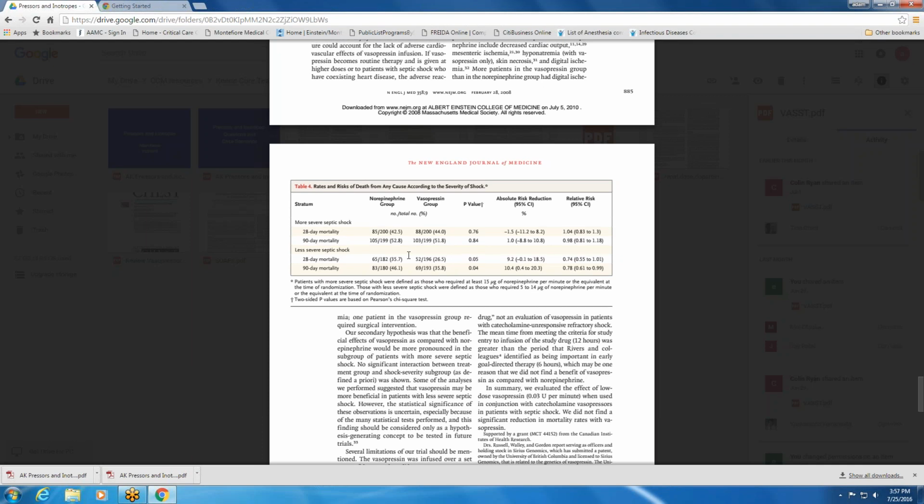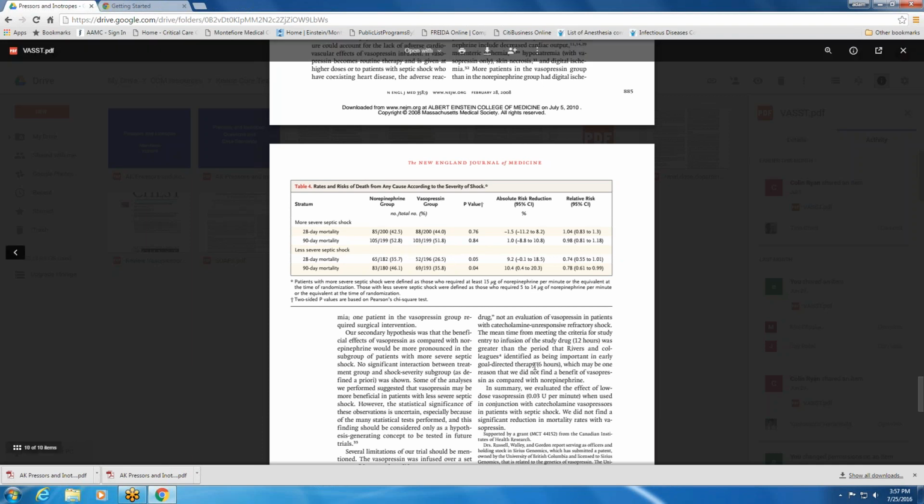Whether that's good or bad, I don't know. We use it also because of the positive chronotropic effects of norepinephrine. If somebody's very tachycardic, then maybe it's beneficial to add it for that reason.